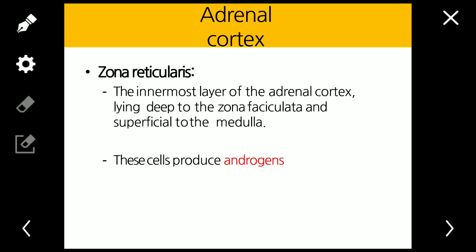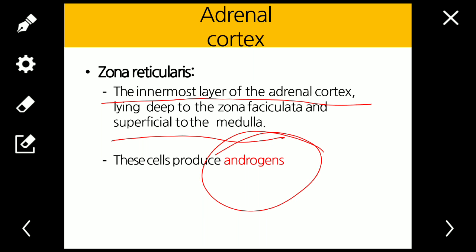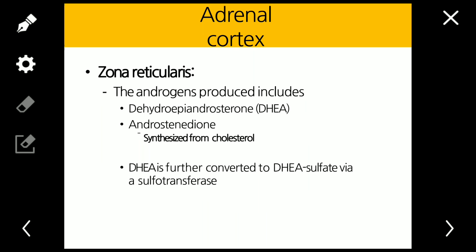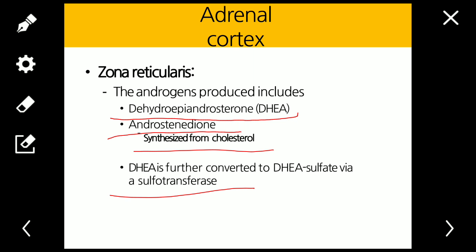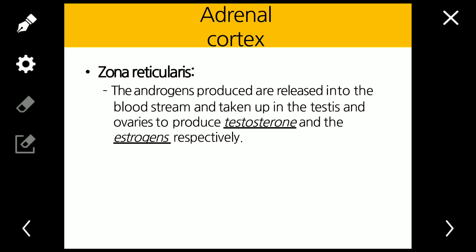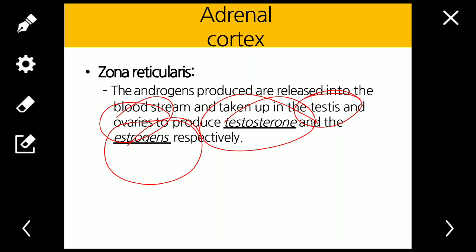Then the reticularis is the innermost layer of the adrenal cortex, lying deep to the fasciculata and superficial to the medulla. These produce androgen hormones. The androgens produced include dehydroepiandrosterone and androstenedione synthesized from cholesterol. DHEA is further converted to DHEA sulfate via the enzyme sulfotransferase. So these are all androgens. The androgens produced are released into the bloodstream and taken up in the testes and ovaries to produce testosterone and estrogen respectively.